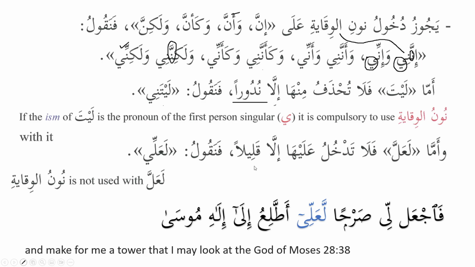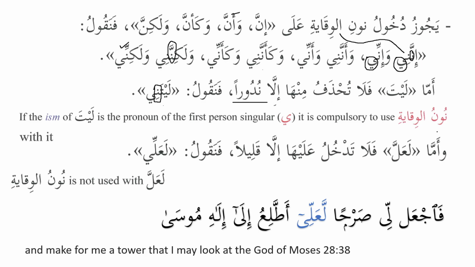To prevent it from getting a kasra. Layta ends with fatha, right? And ya al mutakallim requires a kasra before it, right? So it's not possible to read it as layta yi, it doesn't make any sense. So that's why this noon al wiqaya is added, and it becomes laytani. And with ya, the kasra is more appropriate. Yes, they are compatible. So that's why we have to add noon al wiqaya, and that's why it is laytani.